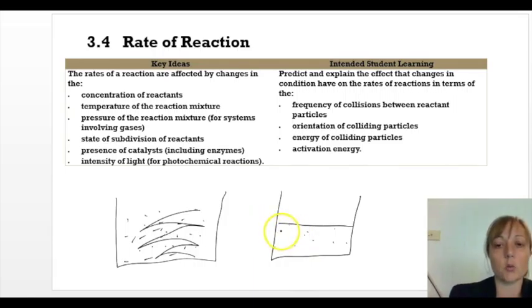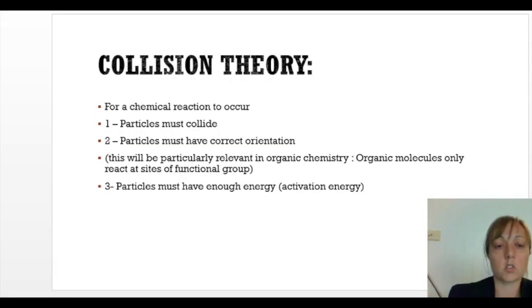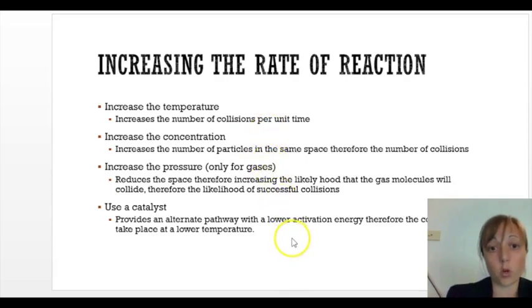A catalyst lowers the activation energy. So catalysts provide an alternate pathway with lower activation energy, and light intensity works similarly to temperature. So for a chemical reaction to occur, as we've said before, we have to have collisions with the correct orientation, and this is particularly important when we're talking about larger molecules. So in organic chemistry, only particular parts of the molecule can collide. So that's why it's really important that they have correct orientation, and they must have enough energy, which is our activation energy. So here's a summary of what I just said.